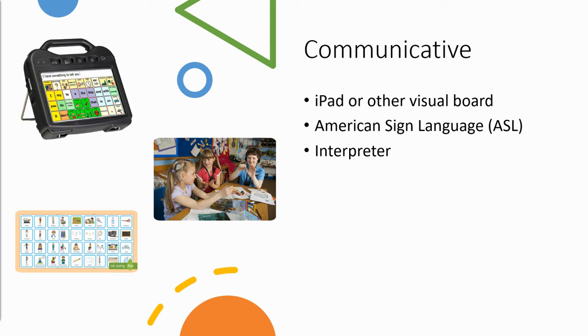So that top left one is kind of a more advanced version, but you can also see visual boards, which are a little bit more simple, where it's more that bottom left picture where you're pointing to the different things that you're trying to communicate. A child may try to communicate through American Sign Language. If you don't understand that, they may have an interpreter or aide to help them communicate. And again, we talked about it before. If that's what you're doing to communicate, then you want to make sure that you're looking at who you're speaking to rather than the interpreter while you're communicating.